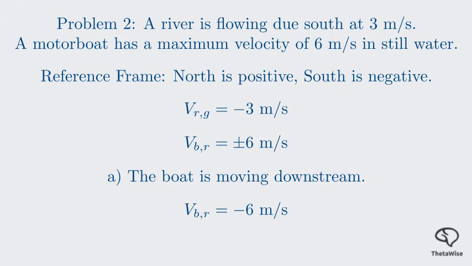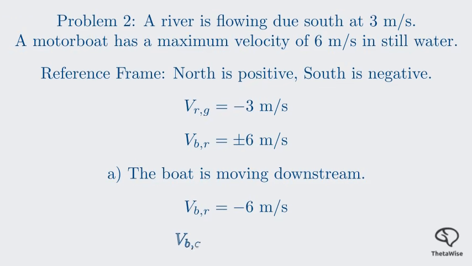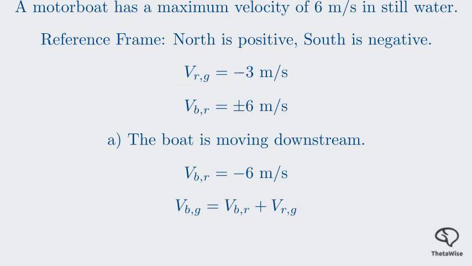We need to find the boat's velocity relative to the ground, v of bg. We'll use the relative velocity formula. The formula is v of bg equals v of br plus v of rg. Plugging in our values, we get v of bg equals -6 plus -3, which equals -9 meters per second. This means the boat is moving at 9 meters per second towards the south.